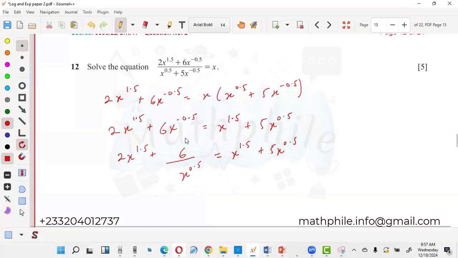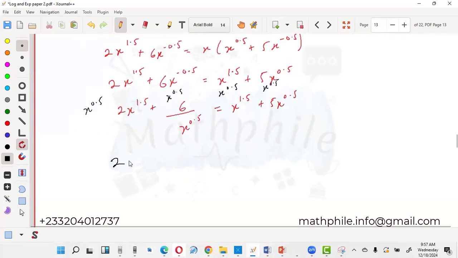Then I multiply everything by x raised to the power 0.5 to create the denominator. So if you multiply this one, the bases are the same. So 2x raised to the power 0.5 plus 1.5 is 2, plus this will cancel out the term 6, is equal to x raised to the power 1.5 plus 0.5 is equal to 3, plus 5 x to the power 0.5 plus 0.5 is 1. Okay.